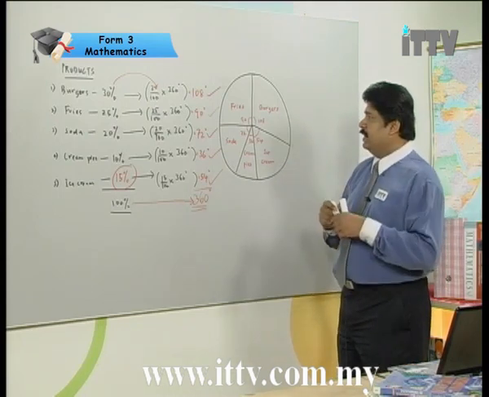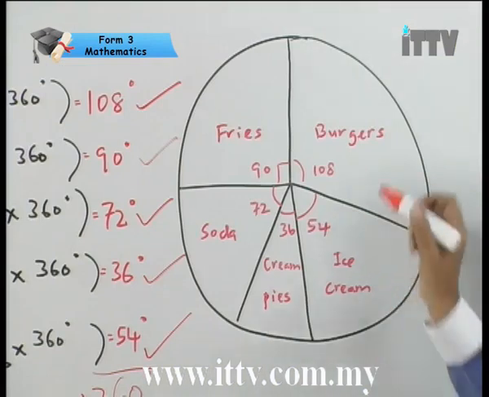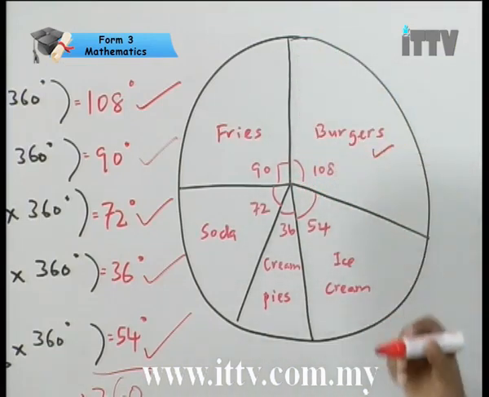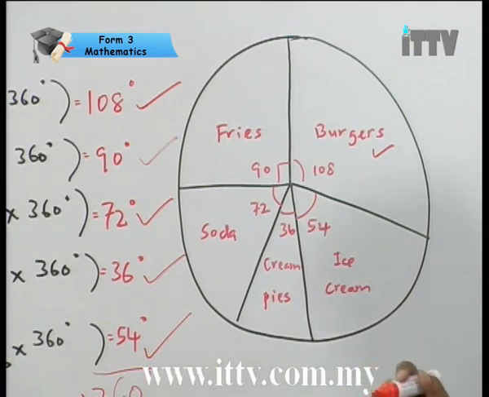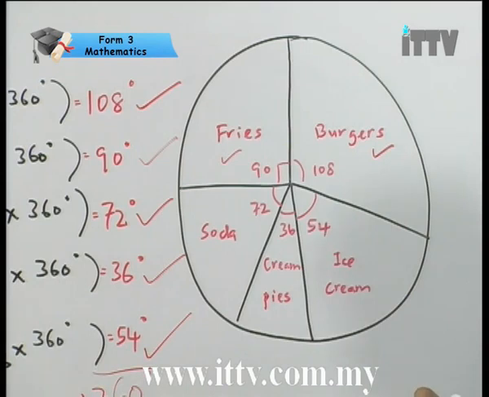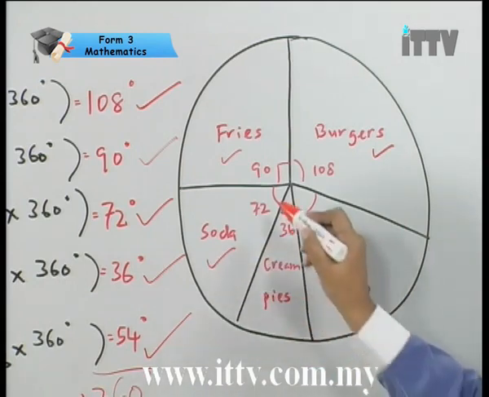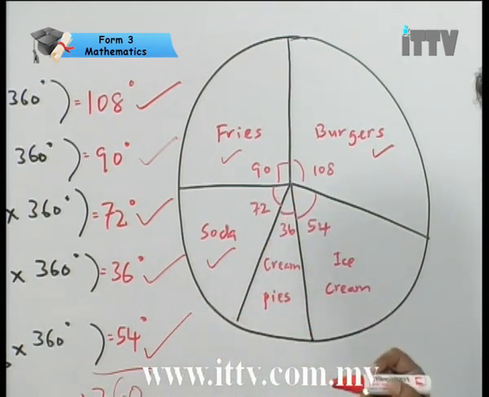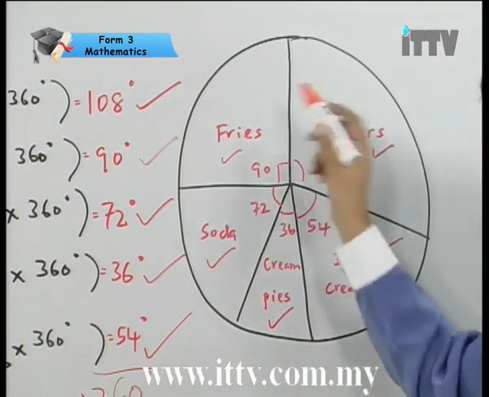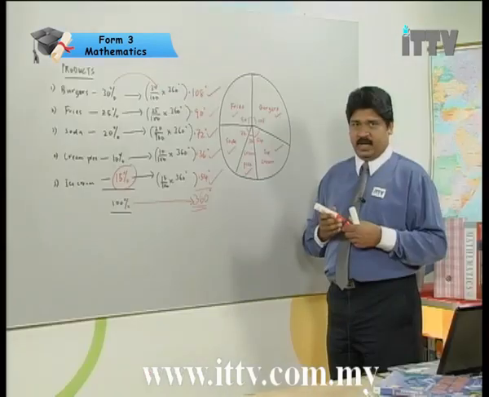For burgers, I know it's 108 degrees, so I draw an angle of 108 degrees for burgers. Then we have fries, that is 90 degrees, soda 72 degrees, cream pies 36 degrees, and finally ice cream 54 degrees. So this is how we tabulate your pie chart.